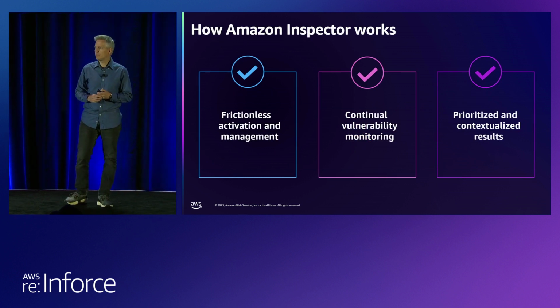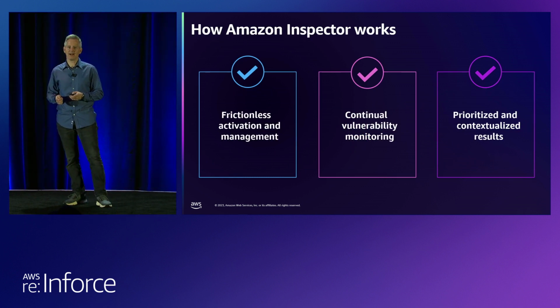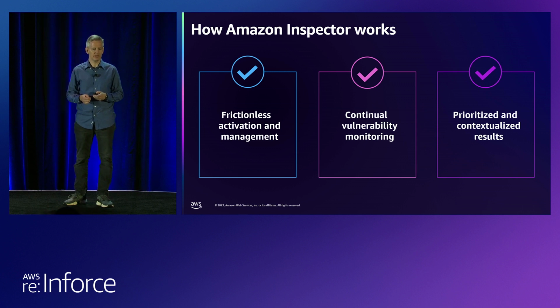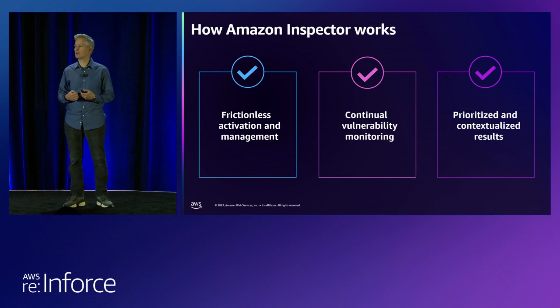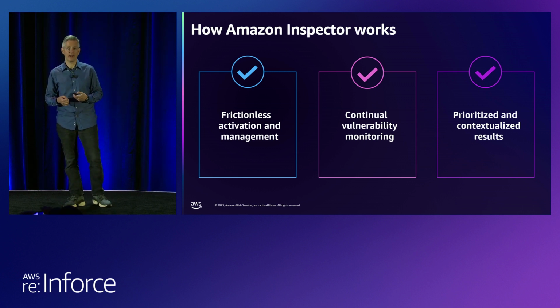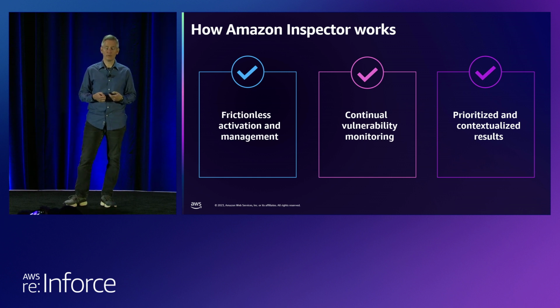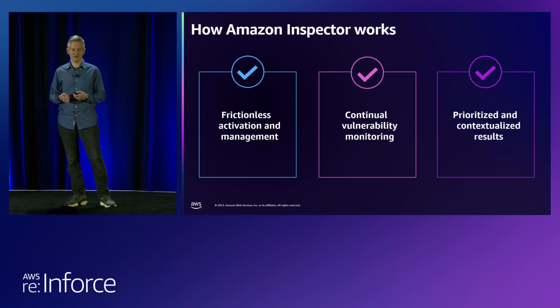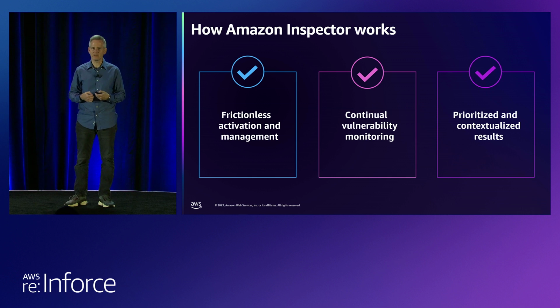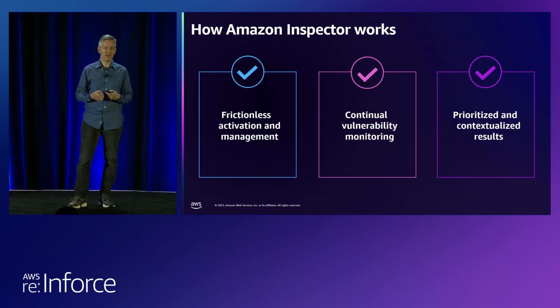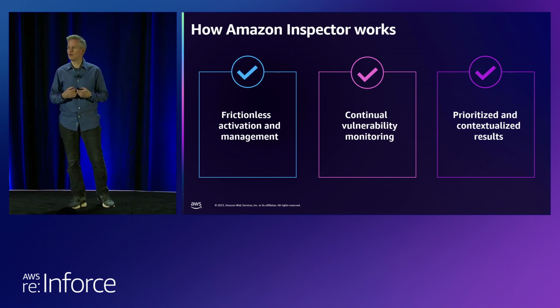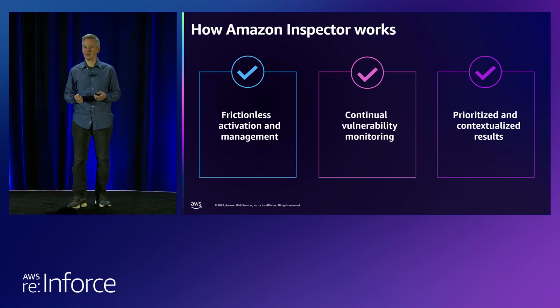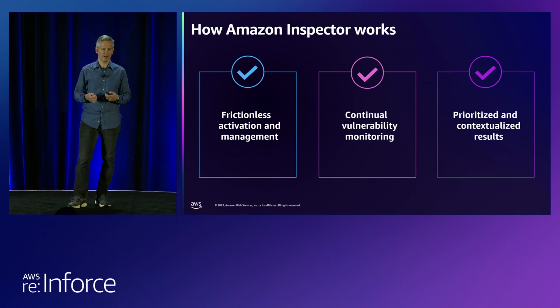So how did we look at those problems and decide how to address them? Well, essentially, we really focused on three core areas to try to meet those needs. Number one, we wanted the enablement and configuration process to be as simple as possible so that as a user, there was just no friction in order to turn on Inspector and get value out of it right away.